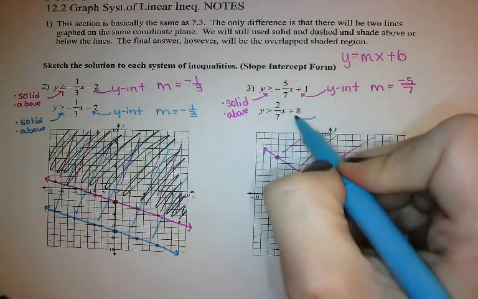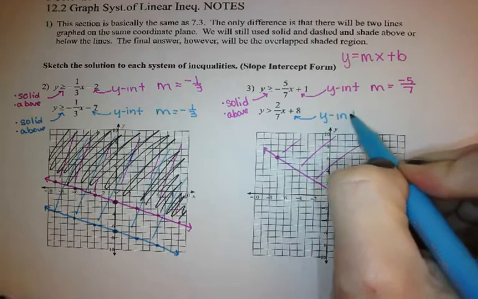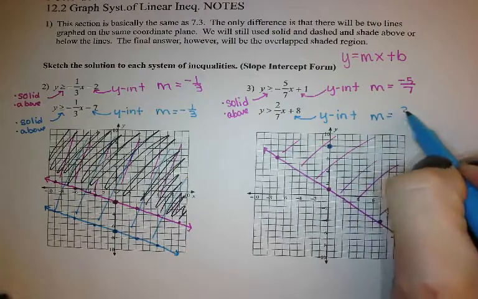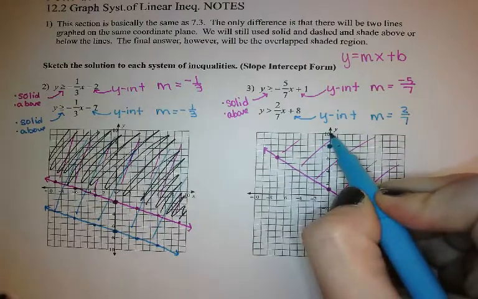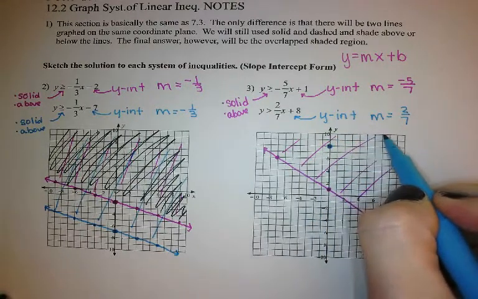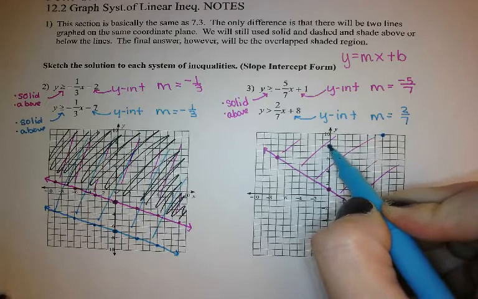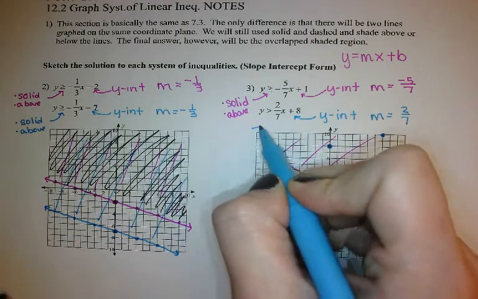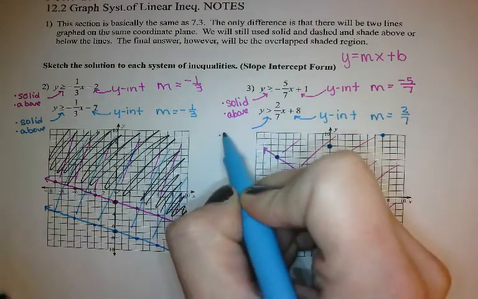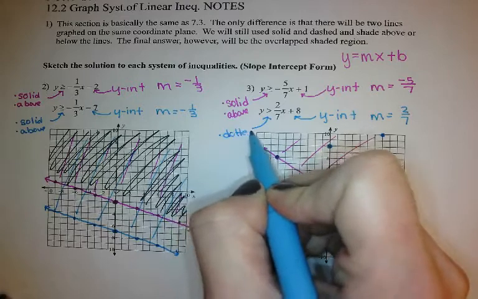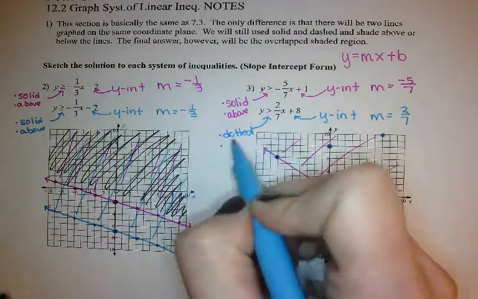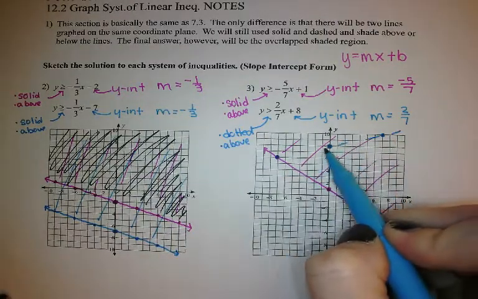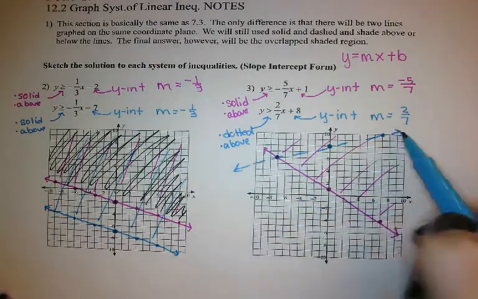Looking at my next inequality, I'm going to graph my y-intercept at 8, and then I'm going to do a slope of 2/7. So I'm going to rise 2, and I'm going to run 7. 1, 2, 3, 4, 5, 6, 7. Or I could reverse that, and I could go down 1, 2, back 1, 2, 3, 4, 5, 6, 7. I'm going to look at the inequality. It's a greater than, so that tells me two things. One, it tells me to use a dotted line or dashed. And then because it's a greater than, I'm going to shade above as well. So I'm going to use a dashed line, and I'm going to shade above it.